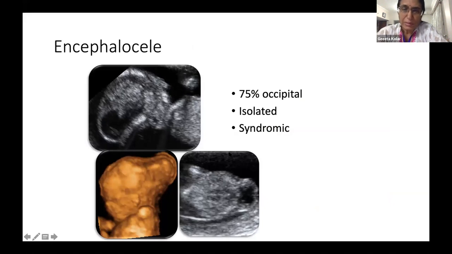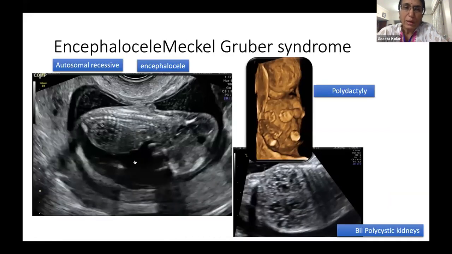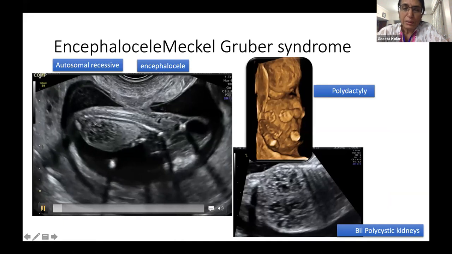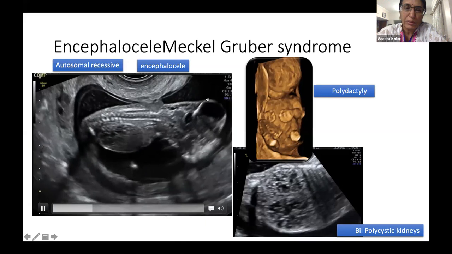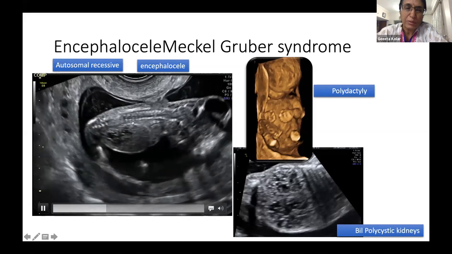Encephalocele is a protrusion where there's a defect in the occipital bone or the frontal bone, and you find that the brain contents are protruding outside, and this could be isolated. Most often it is through the occipital bone, or it may be associated with syndromes like Meckel-Gruber. Here you find that there is a huge occipital encephalocele.